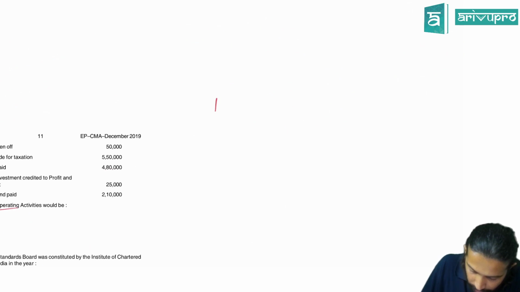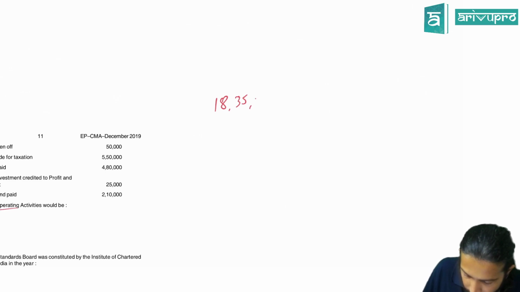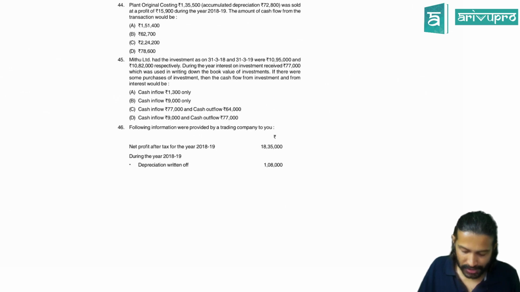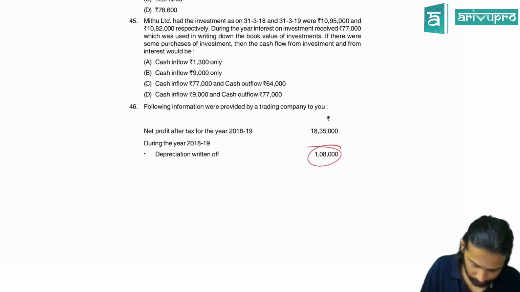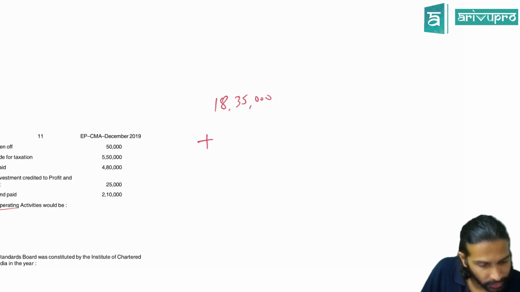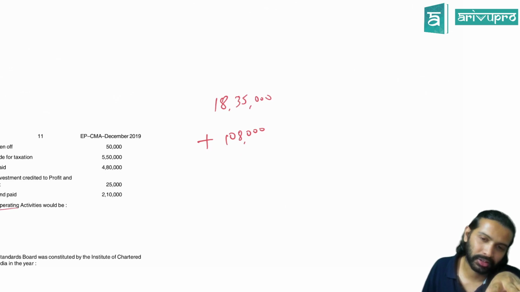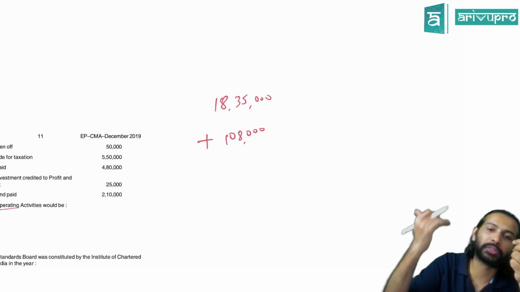We'll take this number. Net profit given is 18 lakh 35,000. I'll just directly write the value here. Some adjustments they've given. First, they've given depreciation. What do we need to do for depreciation? Depreciation means we need to add. How much is the depreciation? 1 lakh 8,000. Why do we need to add depreciation? Because it is a non-cash expense. Cash did not go out, but profit has been reduced.